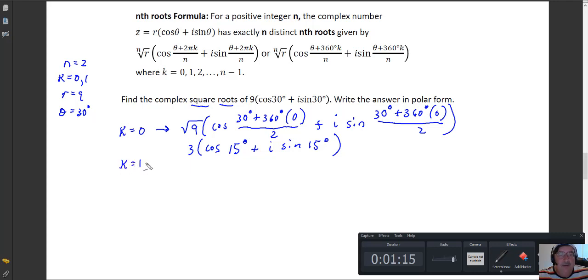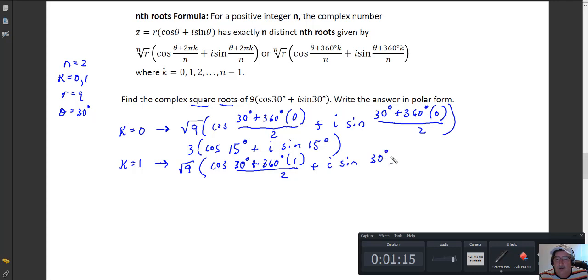So when k is 1, this will give us the second of our roots here. This formula up top is still going to hold. We're going to take the nth root of r and just keep going. So it's very similar. It's the square root of 9 times the cosine of 30 degrees plus 360 degrees times 1, so k is 1 in this case, all over 2, and then plus i sine that. Now you might get tired of doing this. You may want to just put dittos here, because whatever this angle is, it's going to be the same for both.